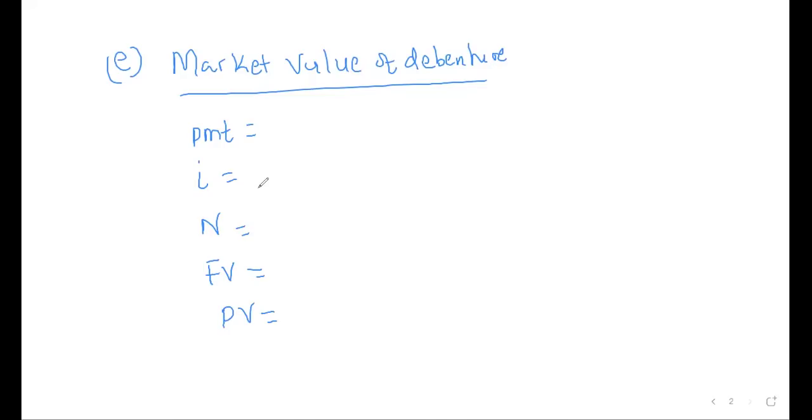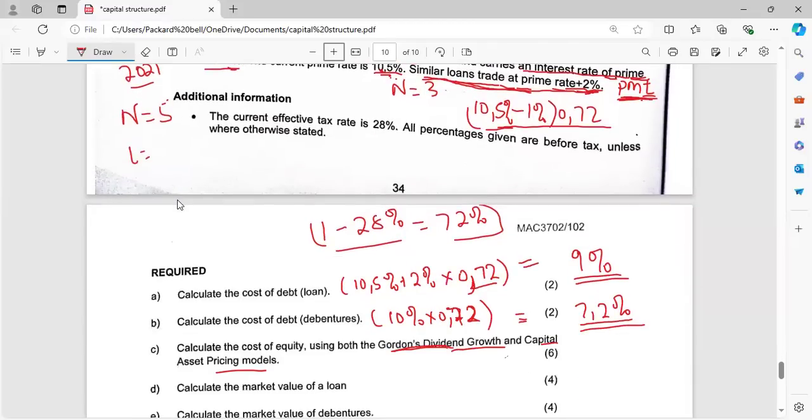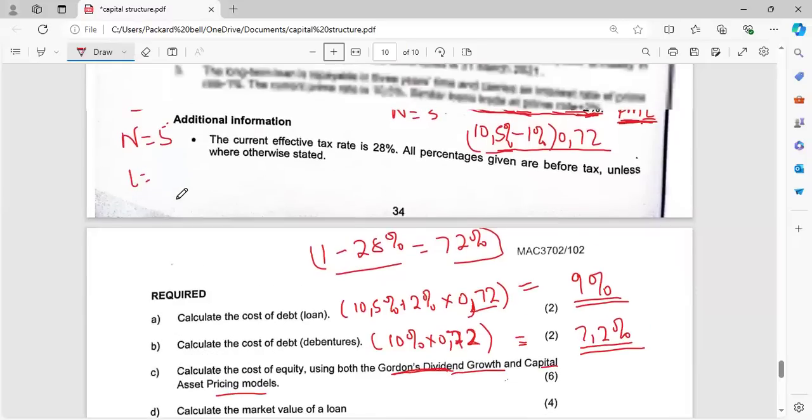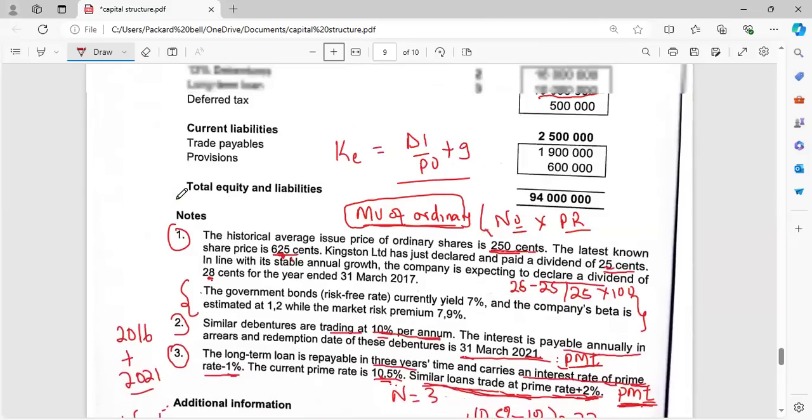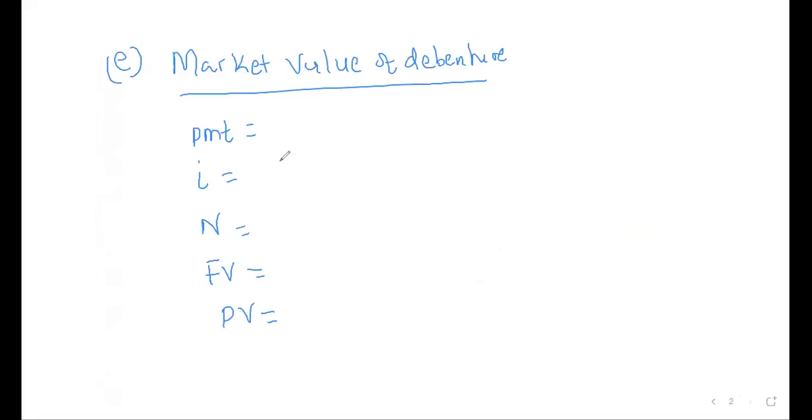This I, we already calculated. So let's go to the question where we did the calculation and check the I. We did it here. The market value, the cost of the debenture, we say is 7.2, and the future value you get here: 12% debenture, 16 million is going to be the future value of the debenture. So already we have our I, which is 7.2%, then our FV, which is 16 million. So we are left with PMT and N.